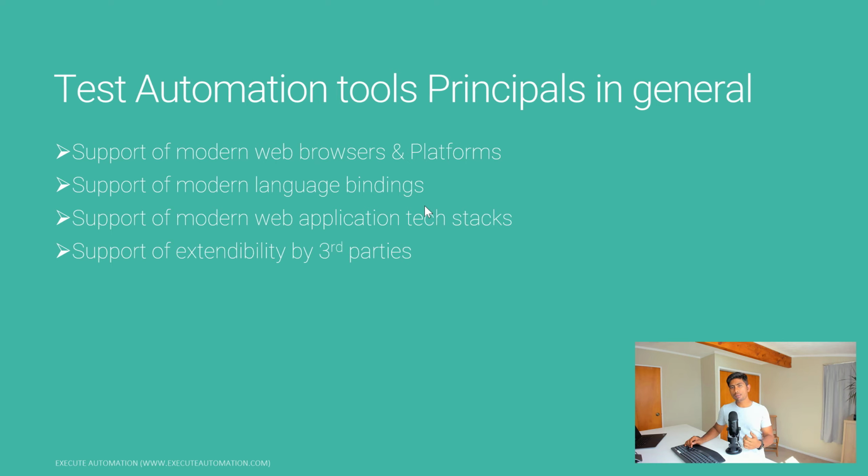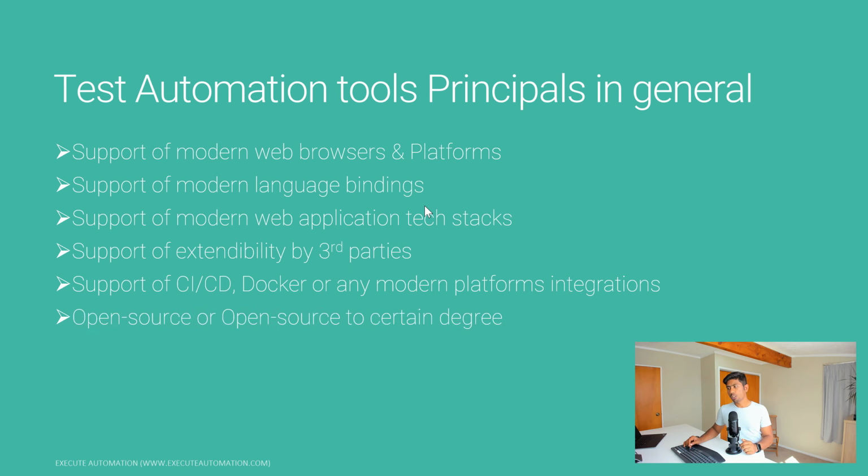And support of extensibility by third parties like TestProject, Katalon Studio, Microsoft's Coded UI, things of that nature. So these are very important as well. And then support of continuous integration and delivery, Docker or any modern platform integration, open source or open source to a certain degree. So these are some of the guiding principles to see which tool is better than another. This is the same principle I already talked about while choosing an automation testing tool. These are some of the most important things that we need to look at.